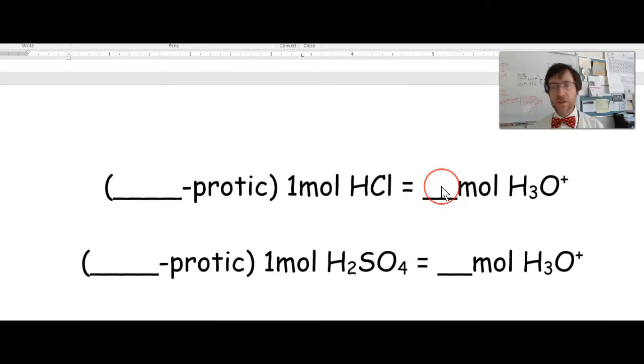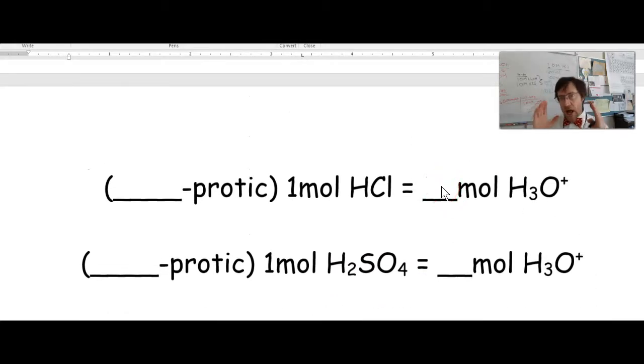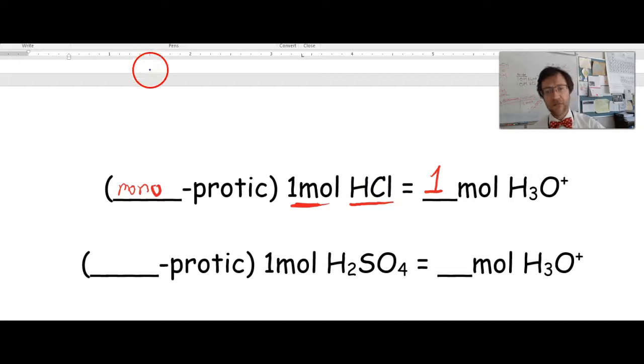So here's how this whole thing works. This is why it's important, because these mono, di, and triprotic acids are not exactly equal. They're all acids, but not exactly equal. So if we look at this one right here, HCl, this is going to be monoprotic, because there's only one hydrogen here. So that's pretty easy. If we have 1 mole of HCl, we will have 1 mole of hydronium ions. Very cut and dry, very easy.